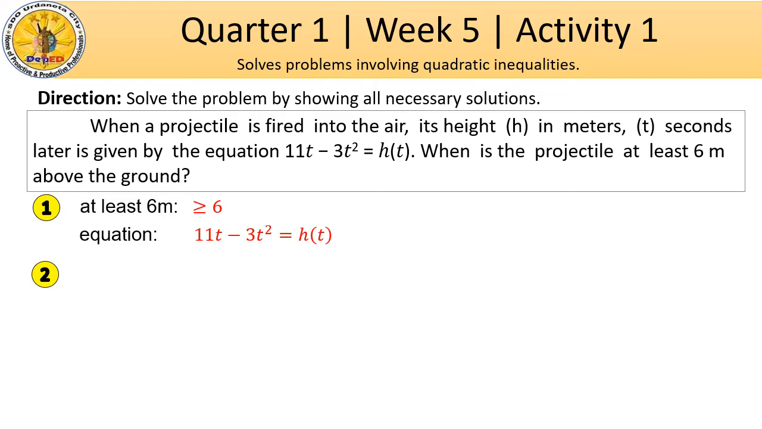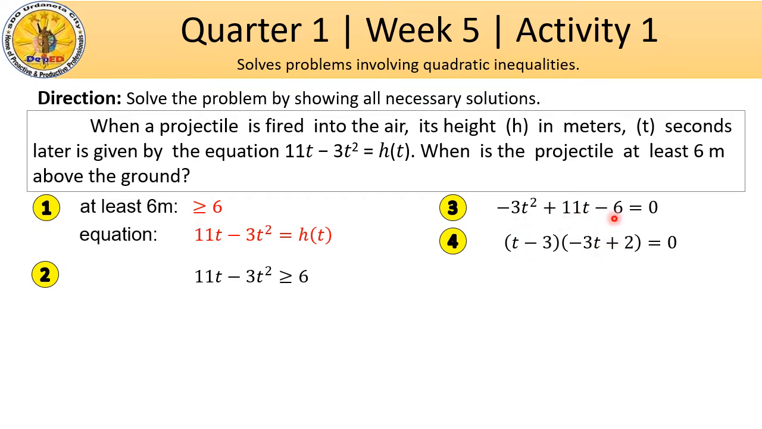Step number 2. There's no special formula, kaya let's do the substitution to have an inequality. From this given equation, copy 11t minus 3t squared. And then, instead of this, we change it to at least 6. Step number 3 is to transform our inequality to equation. And make sure na naka-standard form ito. Ax squared plus bx plus c is equal to 0. And then, step number 4, get the factors of this polynomial. Okay, step number 5, solve for the roots.